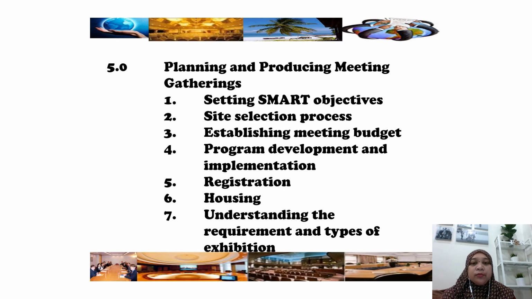So today I'm going to continue with chapter 5, which is planning and producing meeting gatherings. Basically, there are 7 subtopics under this chapter. Number 1, we are going to look at the SMART objective. Second one is on the site selection. The third one on the meeting budget. The fourth one on the program development and implementation, followed by registration, housing, and lastly, understanding the requirement and type of exhibition.